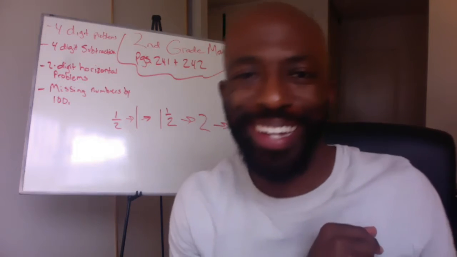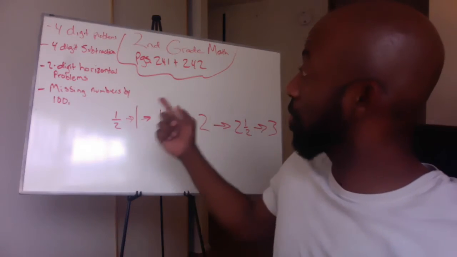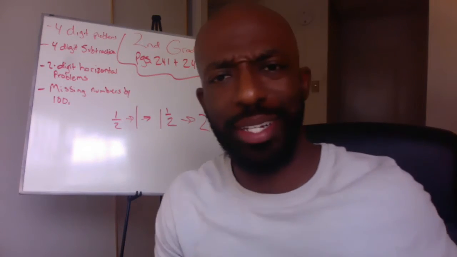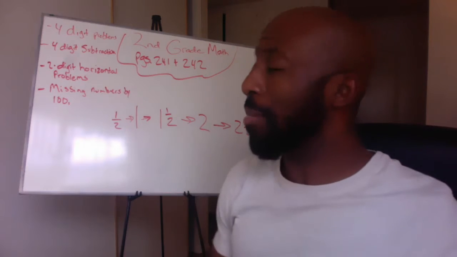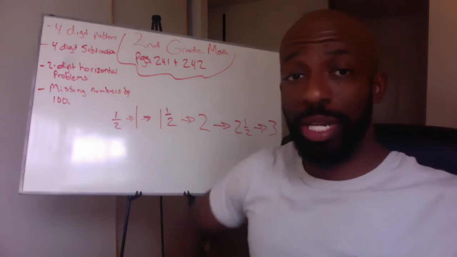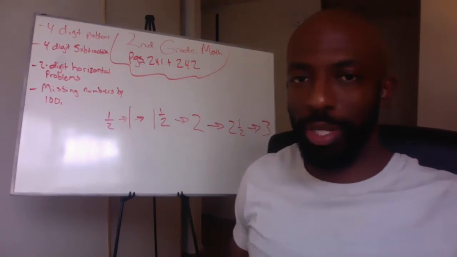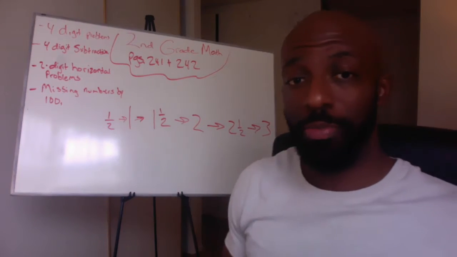We are jumping right in, and I'm leaning in as I say jumping right in. We're going to be talking about pages 241, 242. What we're discussing today: four-digit subtraction problems, two-digit horizontal. Horizontal is up and down. Remember that? Up and down. So we're going to be doing that, and then we're going to be doing missing numbers by 100.